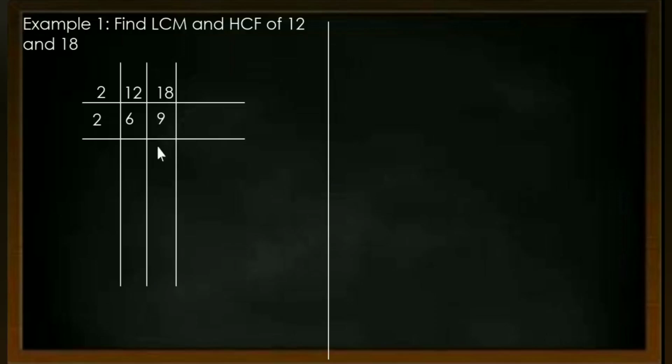Why are we bringing 9 downwards? It's because 2 cannot divide 9 without remainder. But 2 can divide 6 without remainder to give us 3. So we'll end up writing 3 here. We'll be bringing 9 downwards because when 2 divides 9, there will be a remainder. Hence the reason why we have 3 and 9.